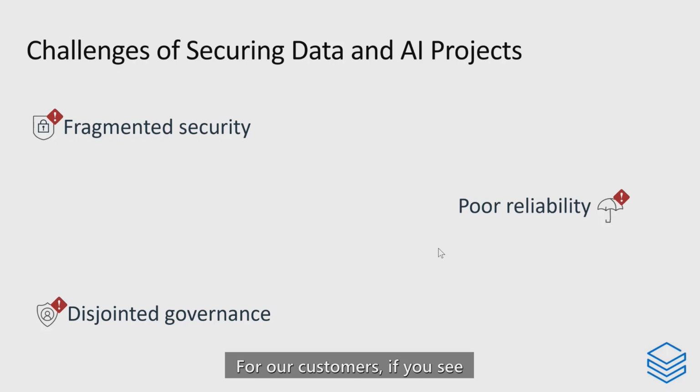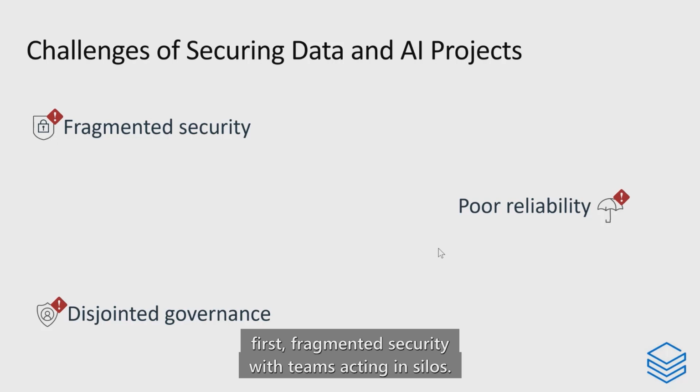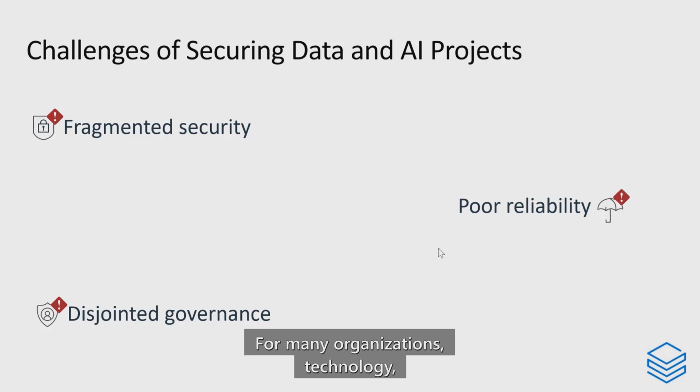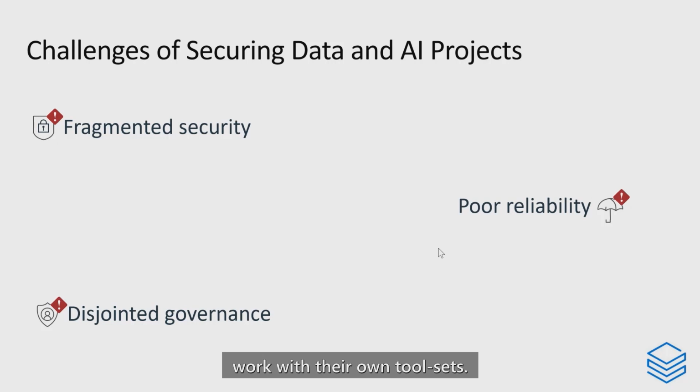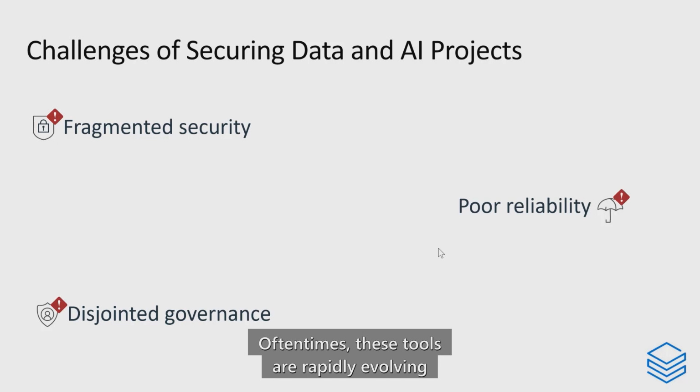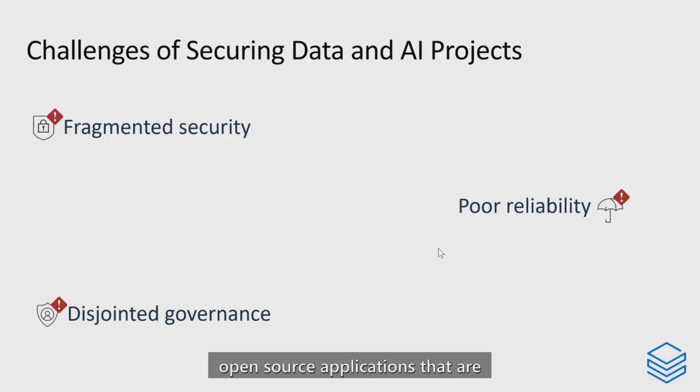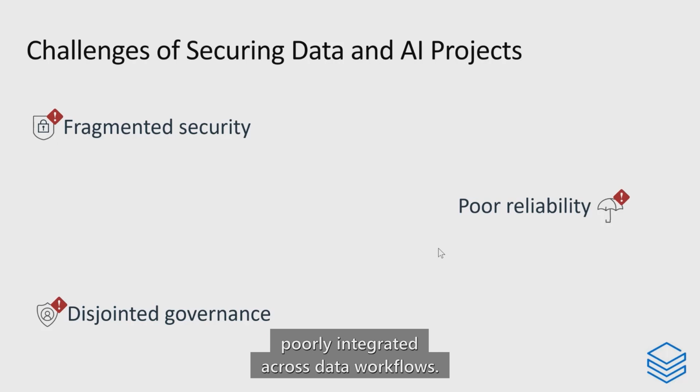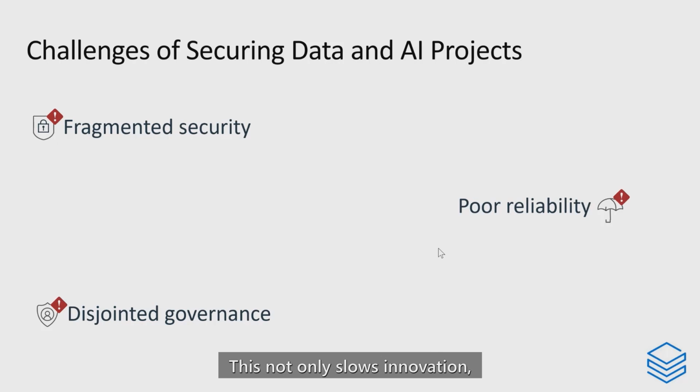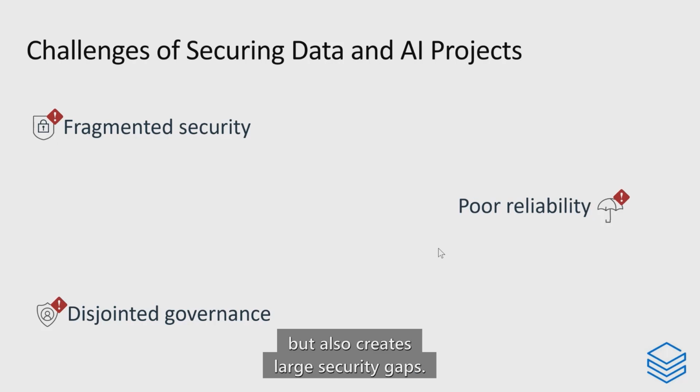From our customers, we see the following three security challenges over and over again. First, fragmented security with teams acting in silos. For many organizations, technology, people, and AI workflows exist in silos. Data engineers and data scientists work with their own tool sets. Oftentimes, these tools are rapidly evolving open source applications that are poorly integrated across data workflows. This not only slows innovation, but also creates large security gaps.